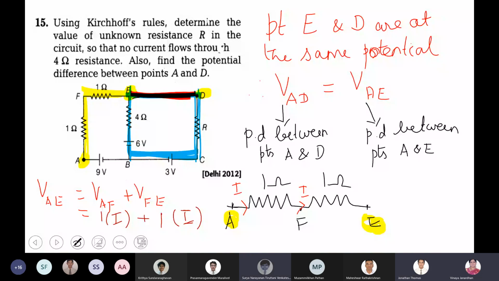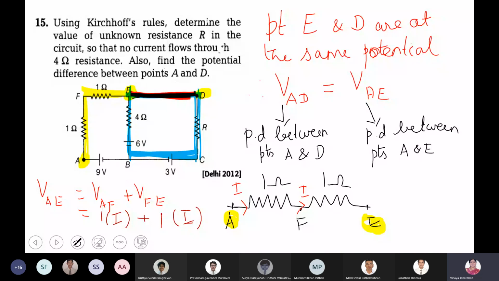Ma'am, why is it not negative? Okay, you can put it as negative, no issues. But we are not applying this to a loop, right? That's the reason I'm not using a negative sign. It's a part of the circuit. So it will become 2 times I.